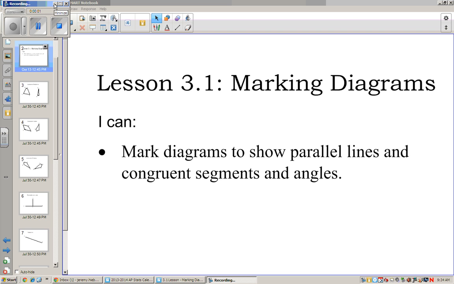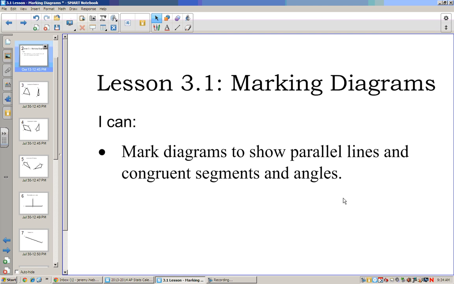Hi, welcome to section 3.1 where we're marking diagrams. Today, I want you to say that you can mark the diagrams, show parallel, congruent segments, and angles.